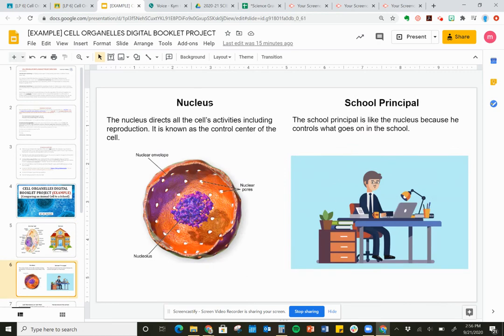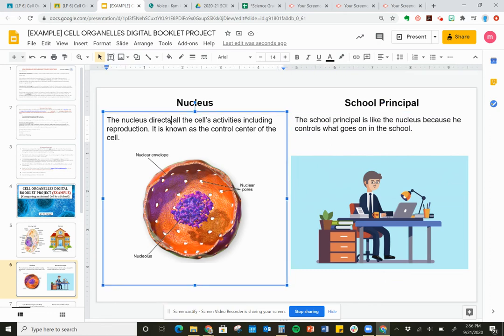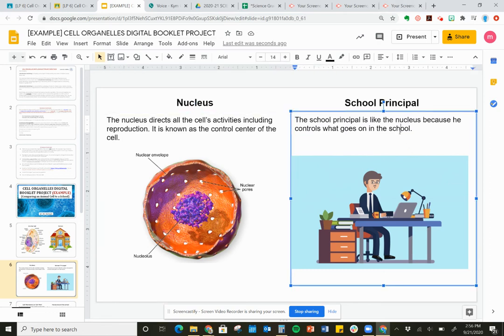Okay, so here's the first organelle, which is a nucleus. I wrote here that the nucleus directs all the cell's activities, including reproduction. It is known as the control center of the cell. All right, and then on my right side, I was thinking, what part of a school would I connect to the nucleus? Well, I chose a school principal. And why? I chose a school principal because a school principal, right here I have written, is like the nucleus because he controls what goes on in the school. In the same way that the nucleus directs or controls the cell, a school principal directs or controls a school. You see that connection there?